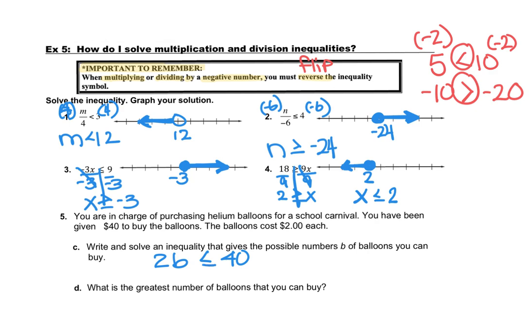So that would be a less than or equal to, and I'm going to divide by 2, and x is going to be less than or equal to 20. So how many balloons can you buy? You can buy 20 or less. So in this lesson, we took a look at how to write and solve one-step inequalities.